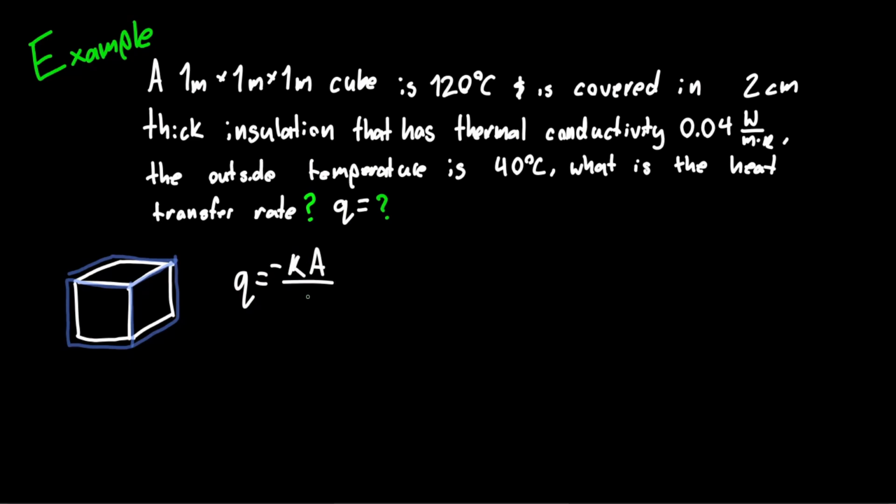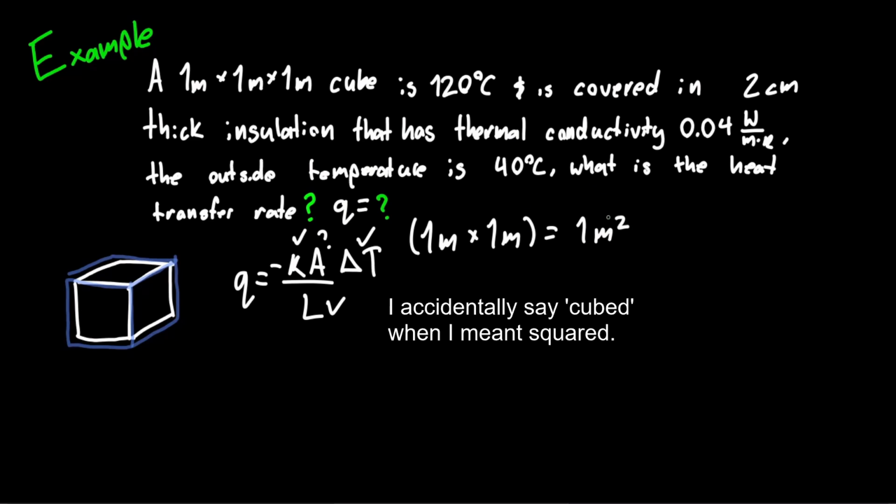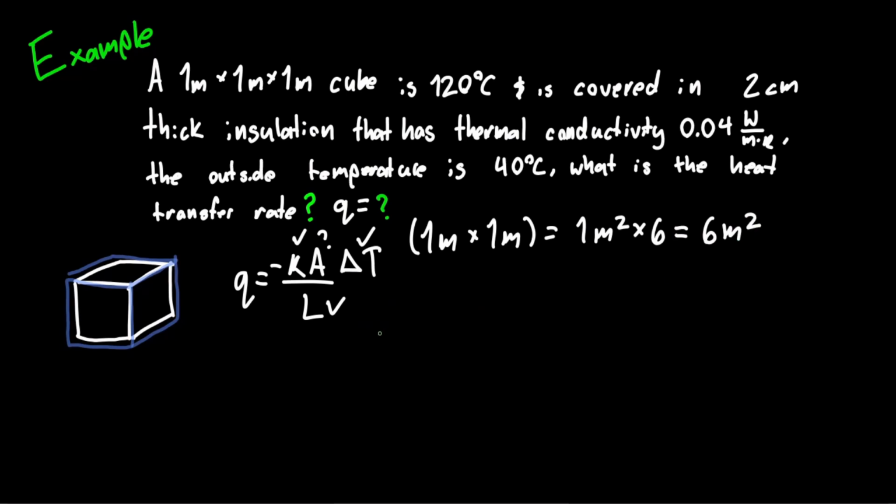kA on top divided by L, and let's just say that's the change in temperature. So what do we know? We know the two temperatures, we know what k is, we know what L is, but area is not explicitly given, but we can easily find it. So one face of the cube is 1 meter multiplied by 1 meter, which equals 1 square meter, which is the area of one face, but since it's a cube, it has 6 faces, so we have 6 square meters. So now let's fill in the blanks here.